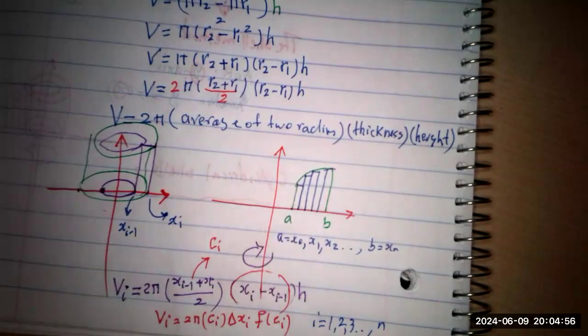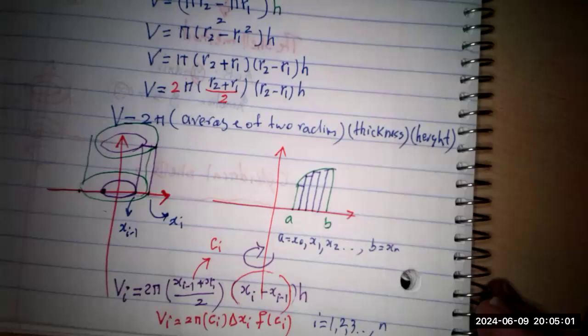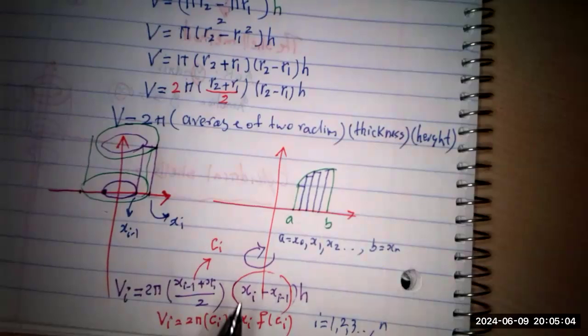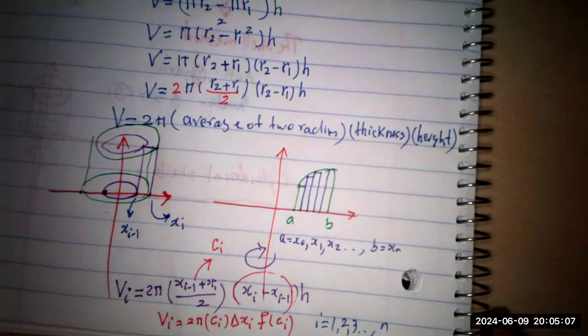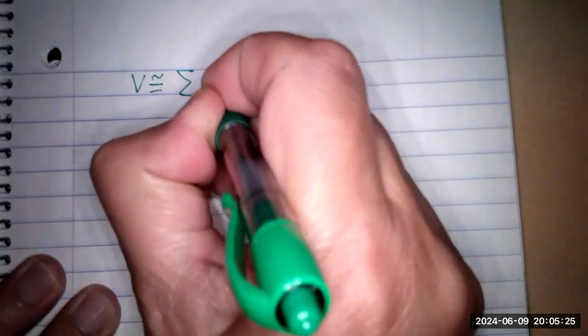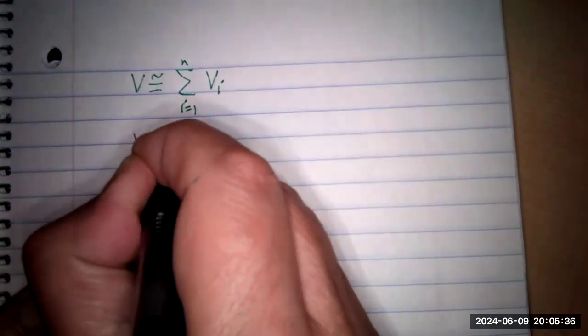For each of these rectangles, you're going to have lots of these cylindrical shells all together. If you add all these together, the result is going to be the volume that we're interested in. It's interesting to see how we constructed this. The result is going to be very easy. So the volume in question is approximately the sum of these volumes, the sigma of V_i, i from 1 to n.